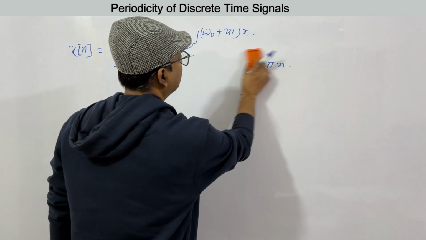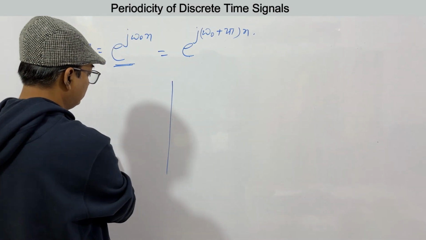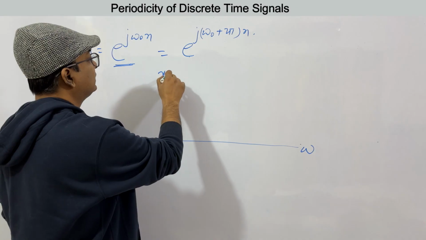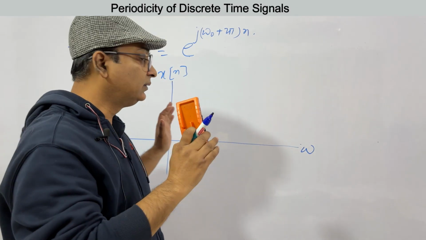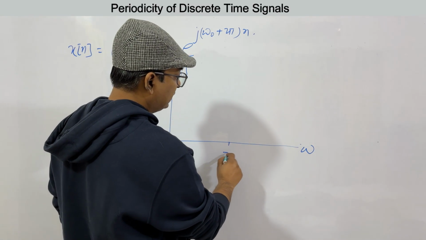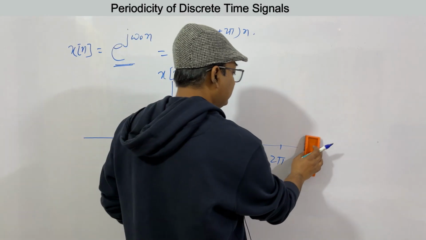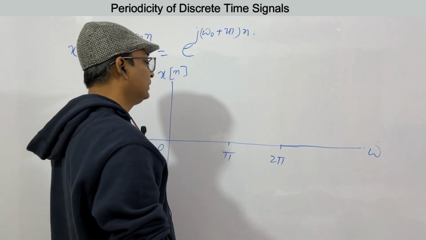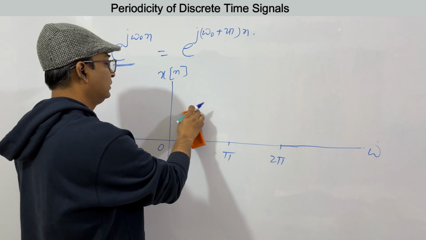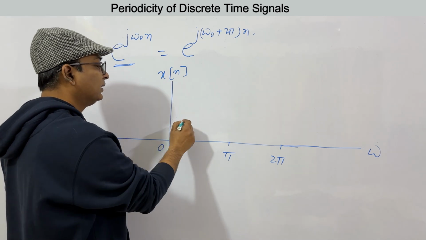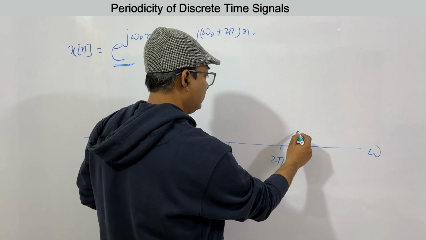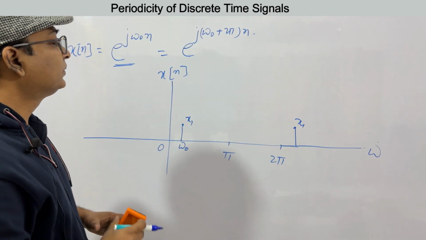That is, if I draw a graph, see, like this. This is a graph where this axis is omega, and this axis is x(n). Don't confuse it with n. Just this is for your understanding only. And if this is 0, this is pi, this is 2 pi. So what we understand from this is, if the value of x(n), let's say, is x1 at omega 0, and you add 2 pi to it, then again you will have x1.